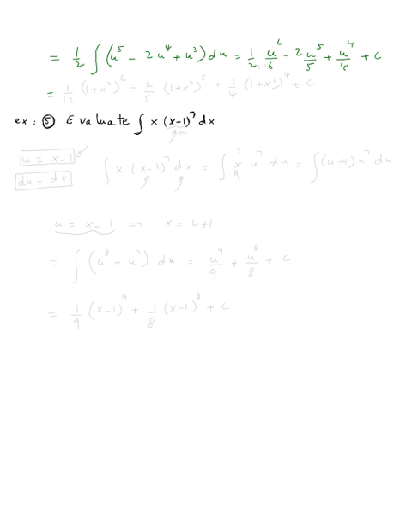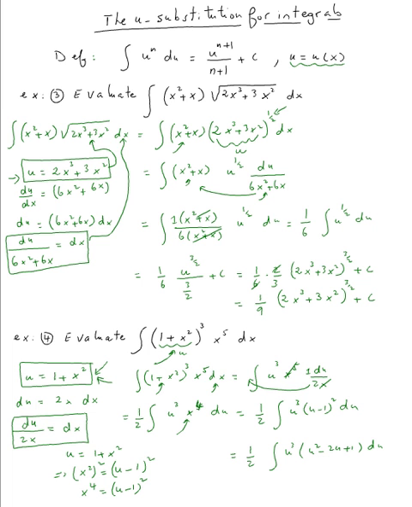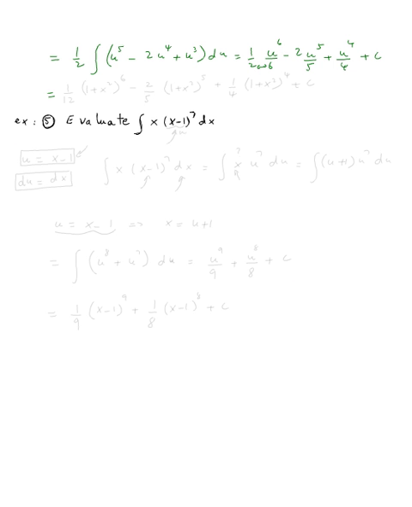And we're done. All we need to do is replace the u by its function, 1 plus x squared, and then of course simplify. So 2 times 6 is 12, so this is going to be 1 over 12 times (1 plus x squared) to the 6, minus 2 over 5 times (1 plus x squared) to the 5, plus 1 over 4 times (1 plus x squared) to the 4, plus some constant. So we're done with this example.